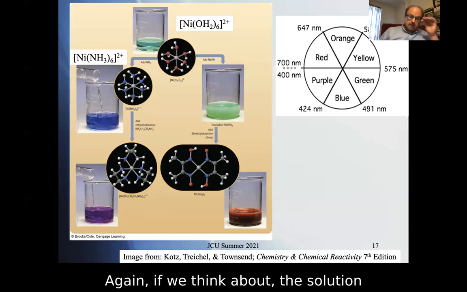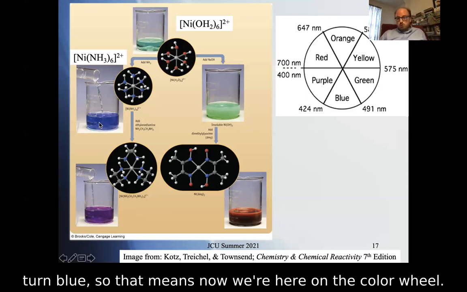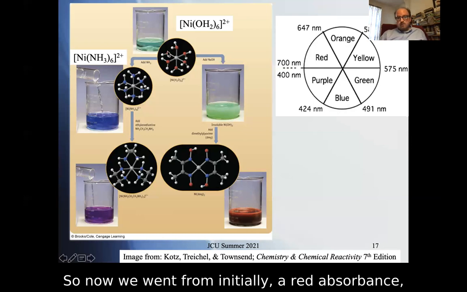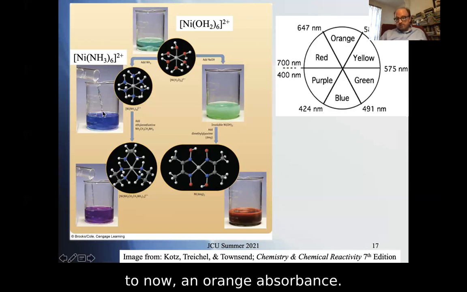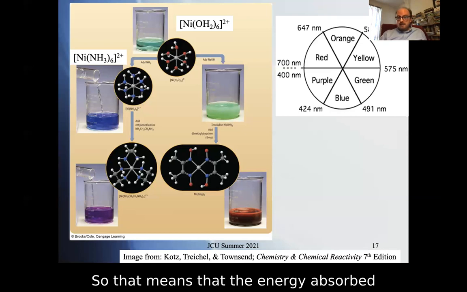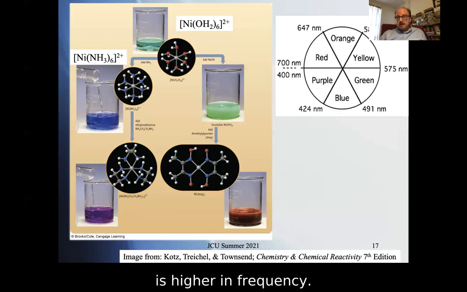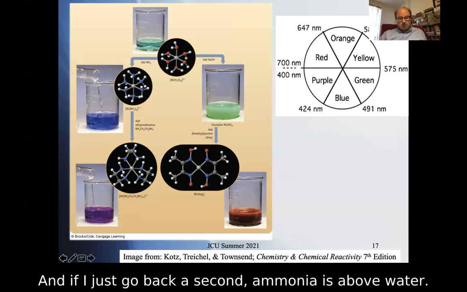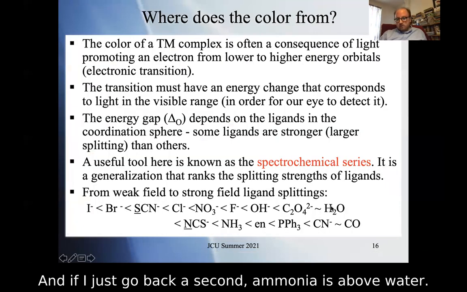Now here again, if we think about the solution turned blue, that means now we're here on the color wheel. So if we see blue, that means we absorb orange. So now we went from initially a red absorbance to now an orange absorbance. That means that the energy absorbed is higher in frequency. It's higher energy. We go from red to orange. And that's a result of the stronger ligand. We start with water, we add ammonia. And if I just go back a second, ammonia is above water. Water's sort of in the middle.